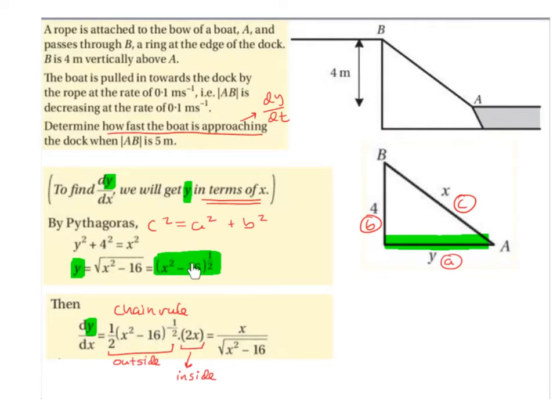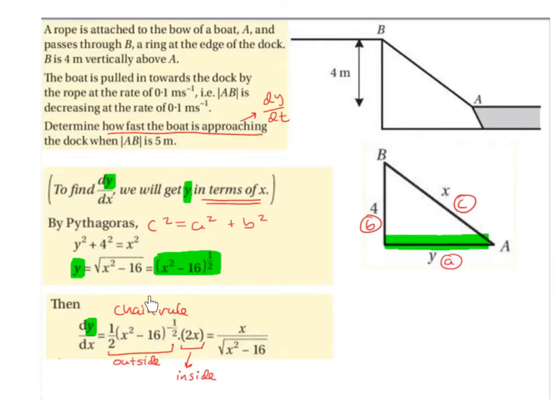Now we differentiate the inside. The derivative of x squared is 2x, the derivative of minus 16 is 0. So now we multiply. A half times 2x is just x. And x squared minus 16 to the power of minus a half, well, the minus we can change to be 1 over, and 1 times x is just x. And to the power of a half, we can change to be the square root. So we end up with x over the square root of x squared minus 16.